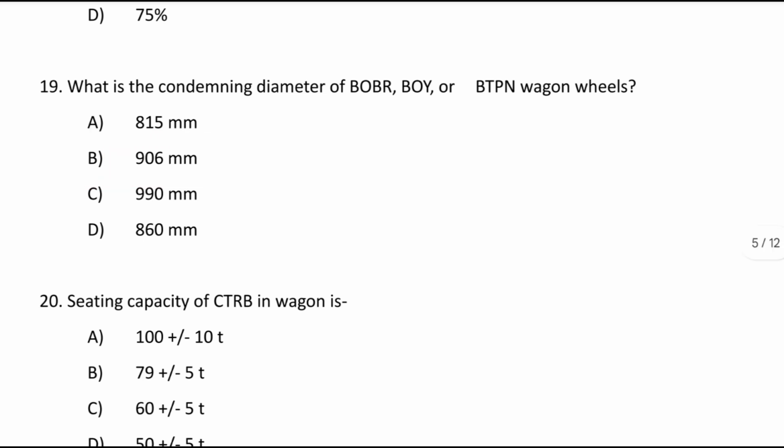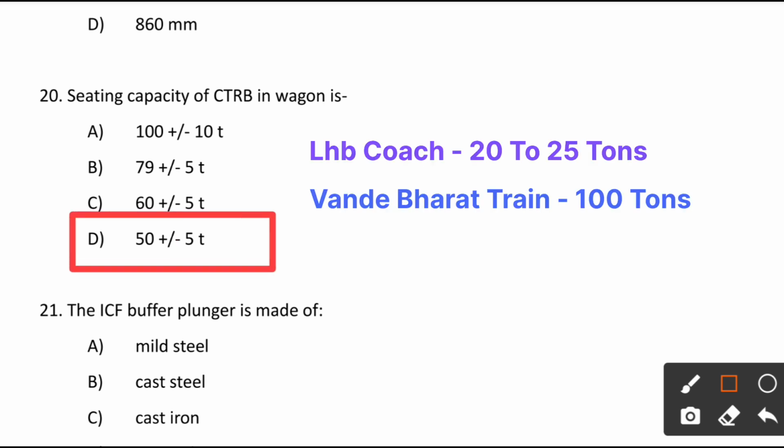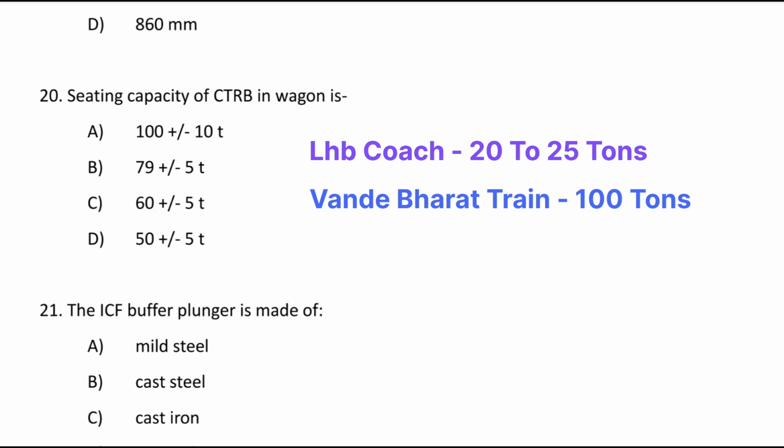20. Seating capacity of CTRB in wagon is A. 100 pairs minus 10 T, B. 79 pairs minus 5 T, C. 60 pairs minus 5 T, D. 50 pairs minus 5 T. In this question, the correct answer is D. 50 pairs minus 5 T. For LHB coach, seating capacity of CTRB is 20-25 tons. For Vande Bharat coach, seating capacity of CTRB is 100 tons.